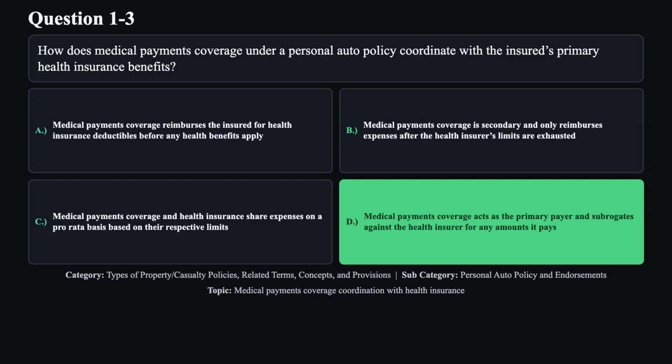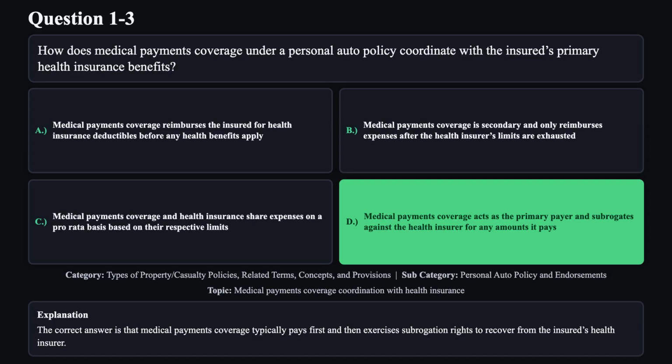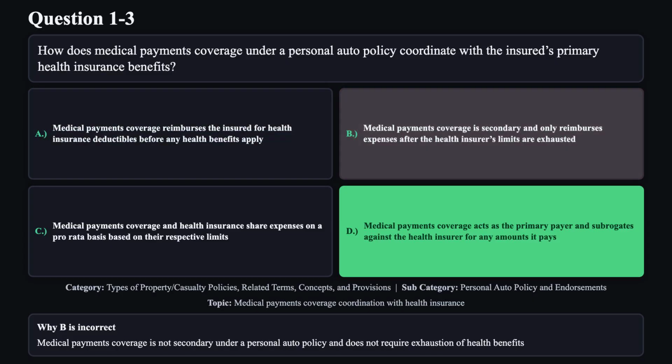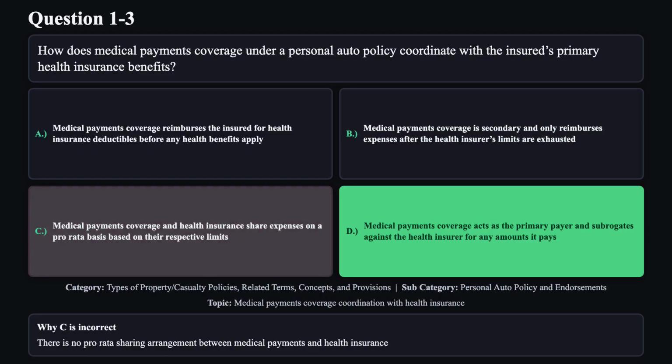The correct answer is D. The correct answer is that medical payments coverage typically pays first and then exercises subrogation rights to recover from the insured's health insurer. Reason A is not correct. Medical payments coverage does not specifically reimburse for deductibles before health benefits apply. Reason B is not correct. Medical payments coverage is not secondary under a personal auto policy and does not require exhaustion of health benefits. Reason C is not correct. There is no pro rata sharing arrangement between medical payments and health insurance.